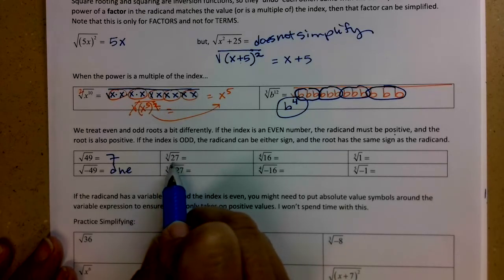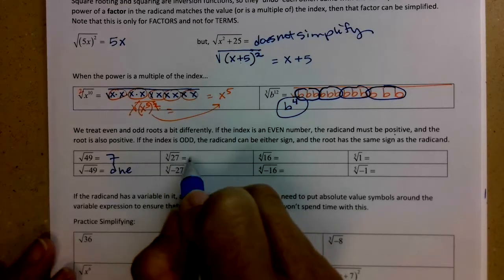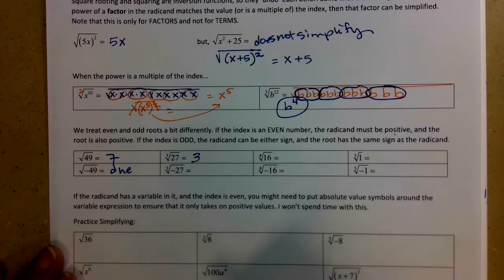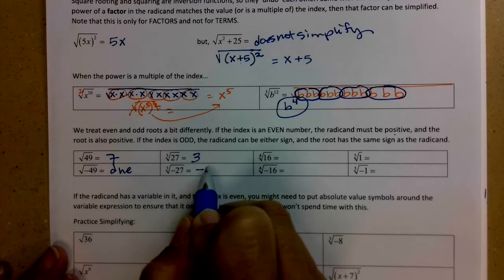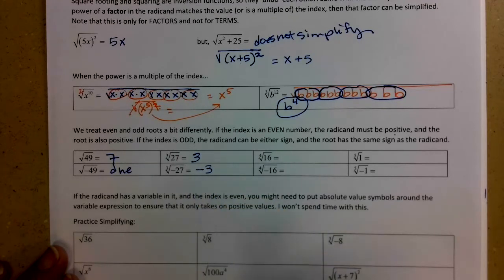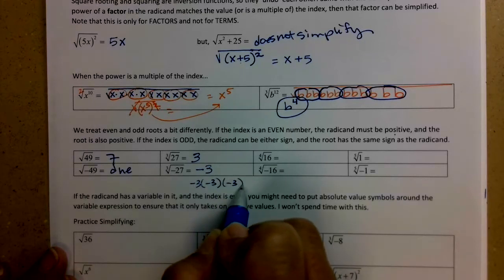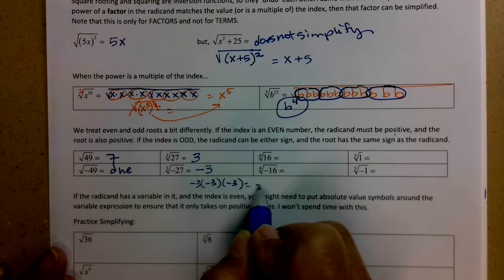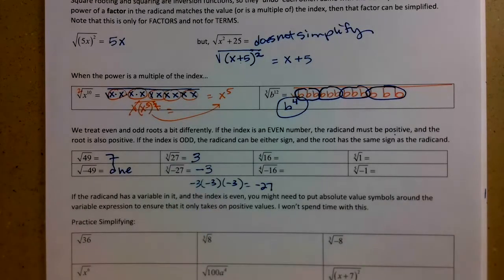Cubed root of 27. So what times what times what? I need 3 factors of the same. So this cubed root of 27 is actually 3. The cubed root of negative 27 is negative 3 because, right, negative 3 times negative 3 times negative 3 is negative 27. So multiplying the same thing by itself 3 times, that's something cubed, and the cubed root undoes that.